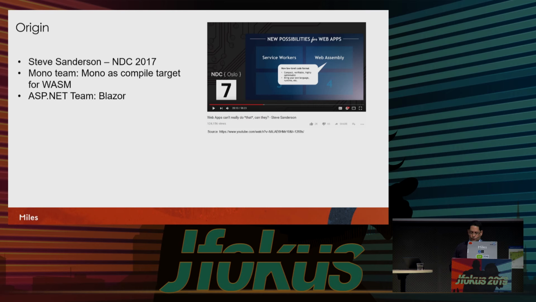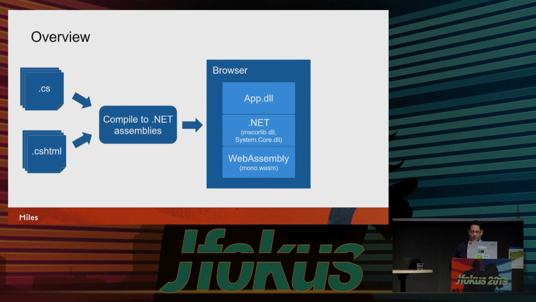So they started a new framework called Blazor. The idea with Blazor is that you have your C# file and you compile this to .NET assemblies, and then in the browser you run your application as a DLL, and then you have your different .NET DLLs, and then you have the web. So in the WebAssembly, the Mono framework is running, and since Mono is an implementation of the .NET framework, any DLL can run inside that.